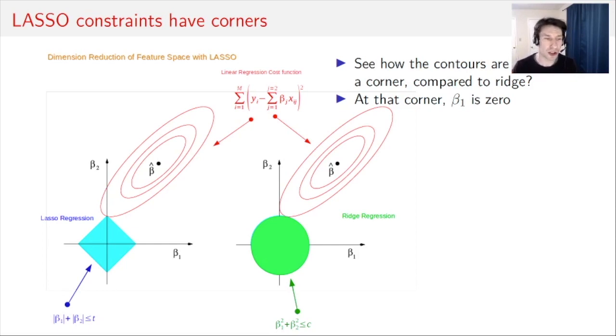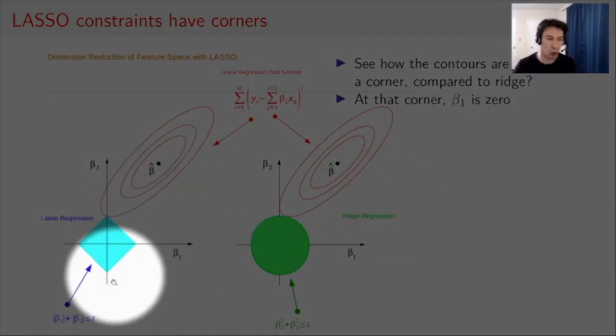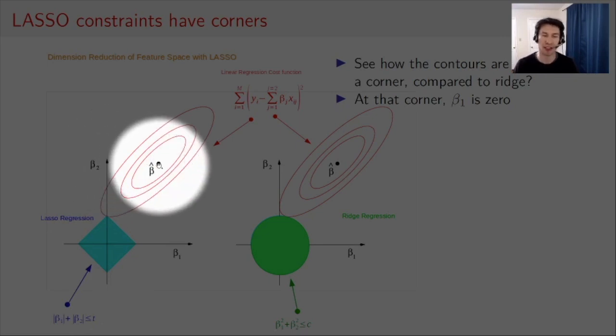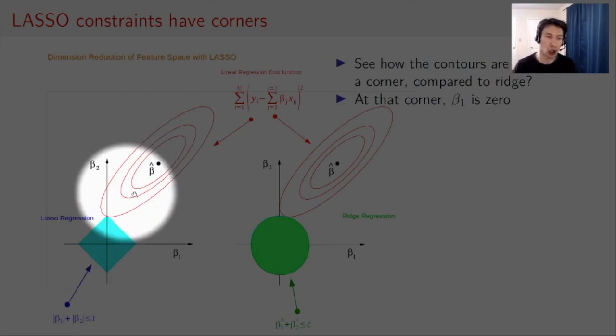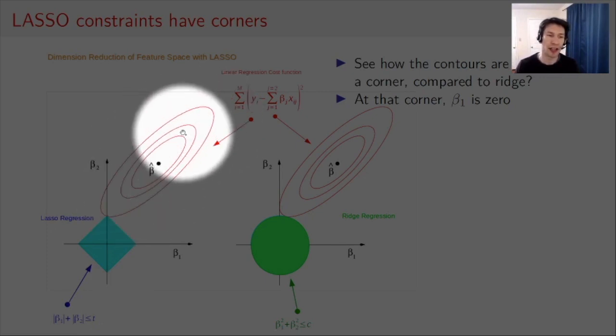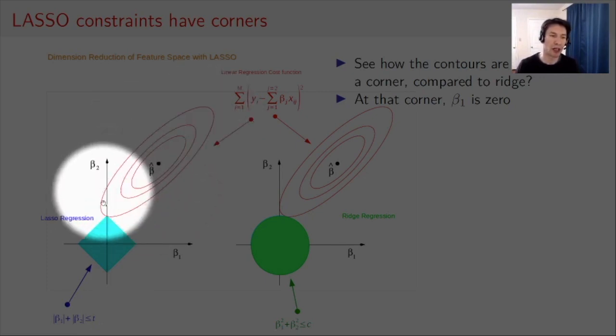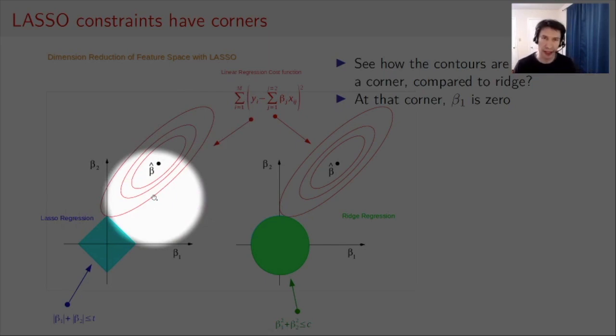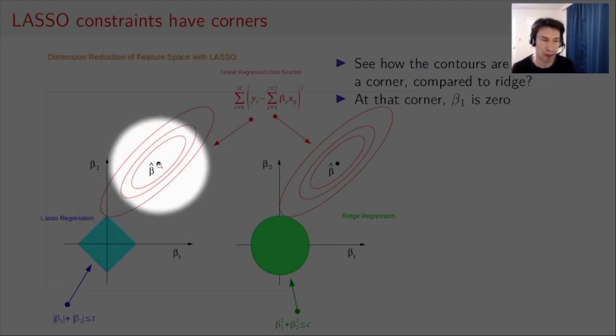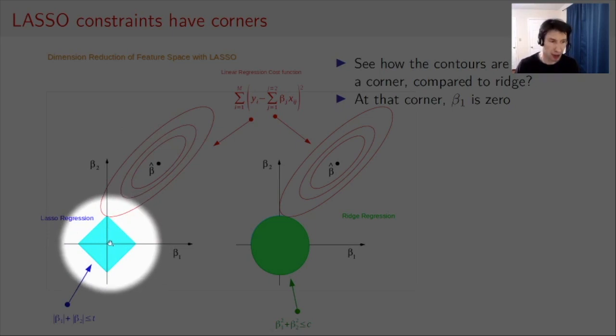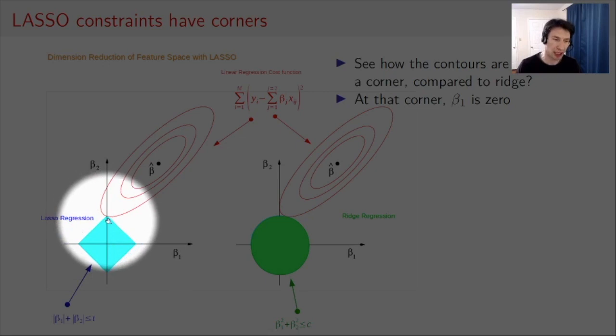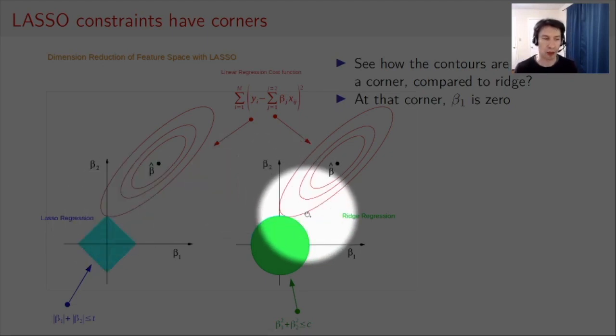So here again, just as earlier, we have our beta 1 and beta 2 space. This is the beta hat that gives you the unbiased OLS coefficients. These contours are the levels at which beta 1 and beta 2 have a certain bias away from the beta hat. And this is our constraint space. This is defined by the equation: the absolute value of beta 1 plus the absolute value of beta 2 has to be less than a given constant c. And for comparison, this is what we had with the ridge regression.